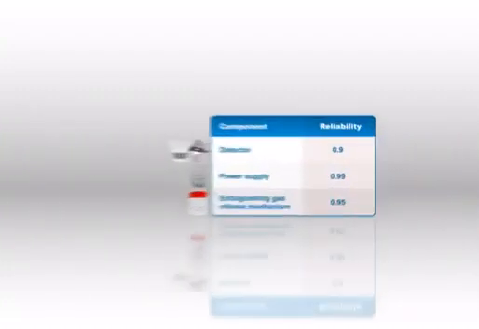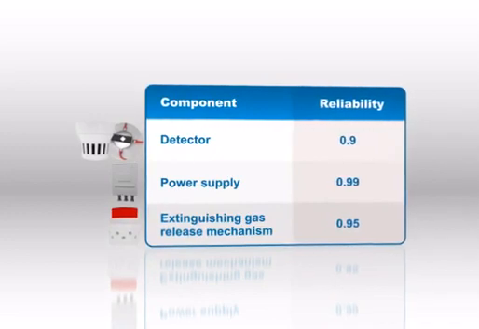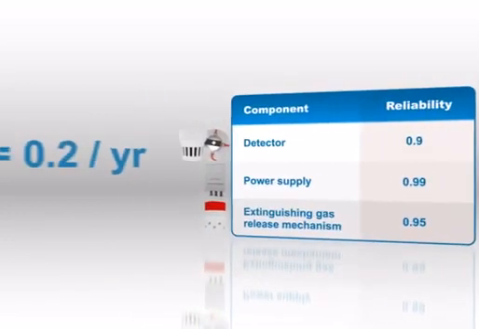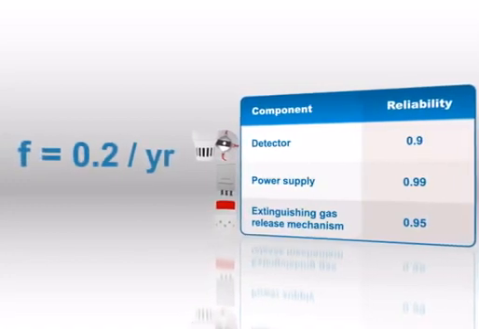We also have reliability data for each of the components of this particular fire protection system. We have all of the information we need, so now we can construct the event tree.